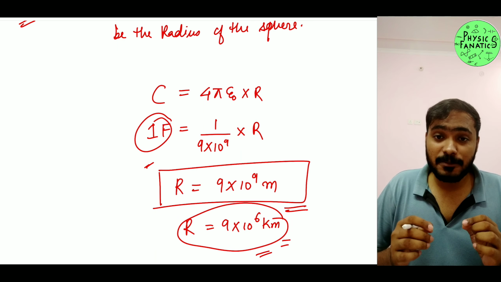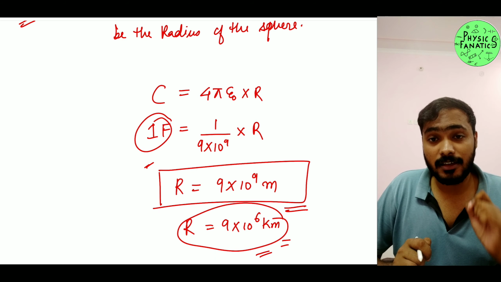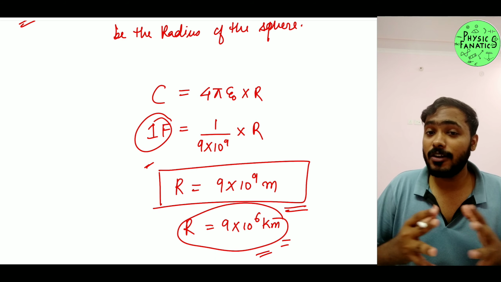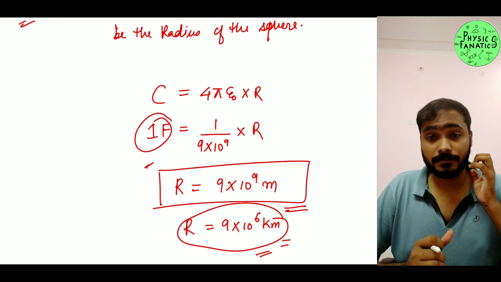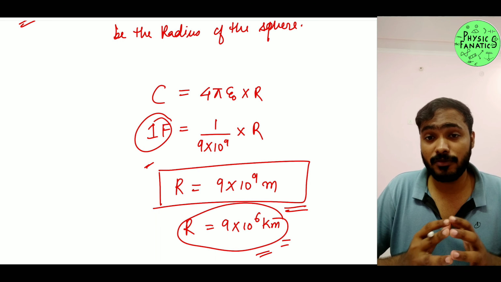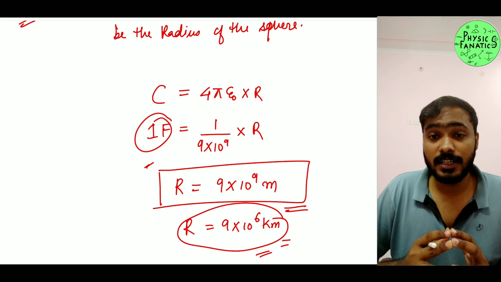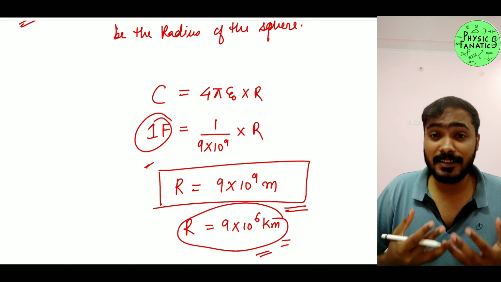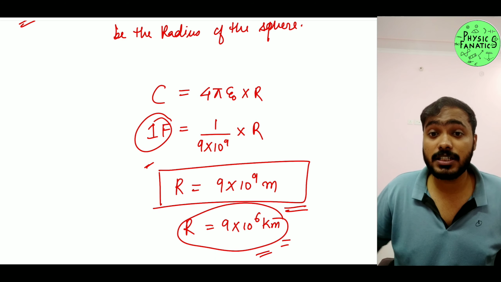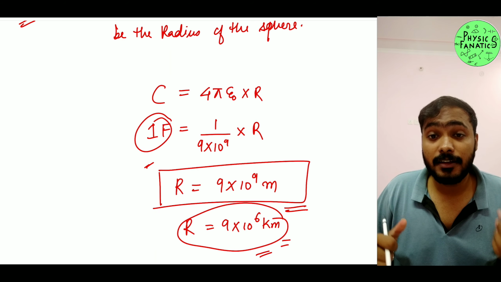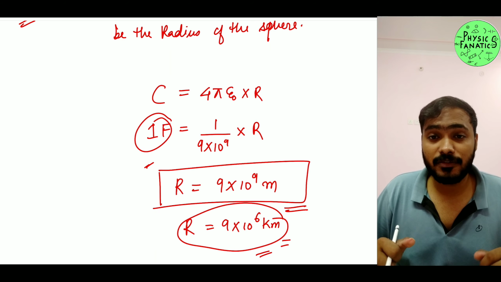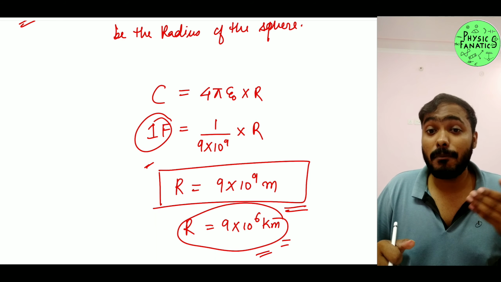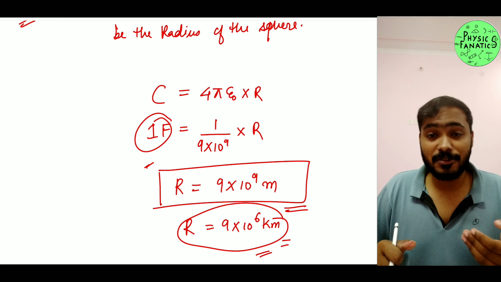So that is the problem with your spherical capacitors. You cannot attain big values of capacitance with the help of your spherical capacitors. So it becomes practically impossible to make this large sphere so that I can gain big capacitance. So in order to resolve these kinds of issues, we moved on to the parallel plate capacitor, which will be the topic of our next video.